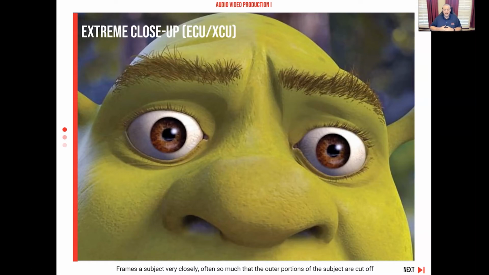All right. The next area we want to go to for composition of our shots is how close or how far away we are from those particular shots. So, for example, here's a shot of Shrek. And this is what we call an extreme close-up. An extreme close-up, we actually use them a lot.